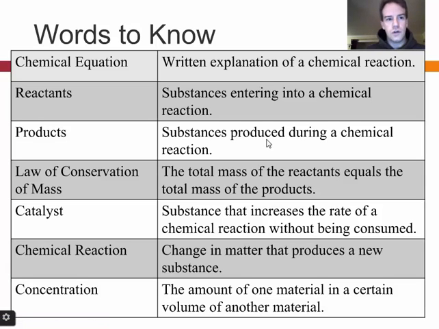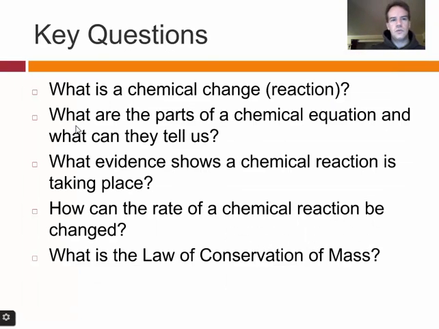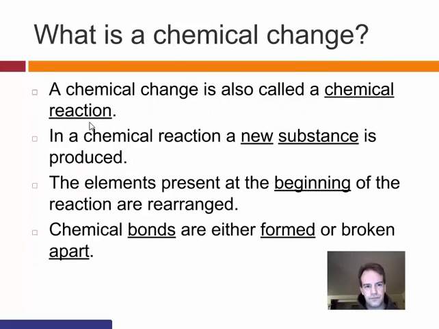The words to know are chemical equation, reactants, products, law of conservation of mass, catalyst, chemical reaction, and concentration. Key questions: what is a chemical change? What are the parts of a chemical equation and what can they tell us? What evidence shows a chemical reaction is taking place? How can the rate of a chemical reaction be changed? What is the law of conservation of mass?